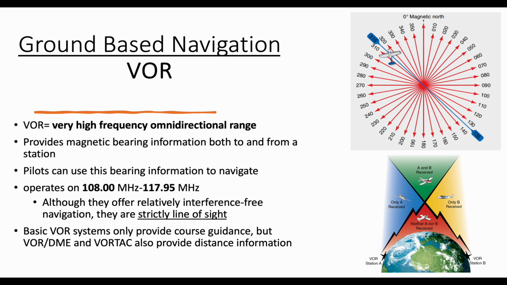And I'll show you what that looks like in a minute, but these are called high frequency because they operate on the high frequency range between 108 and 117.95 megahertz. And just like your communication radios, these are strictly line of sight, meaning if you're too low on your altitude or if you're behind terrain, your VOR may not pick up like it would at higher altitude.